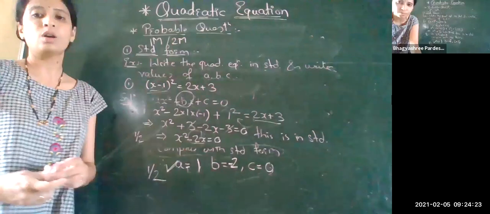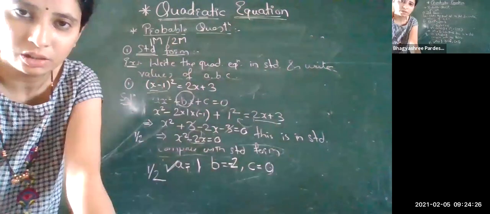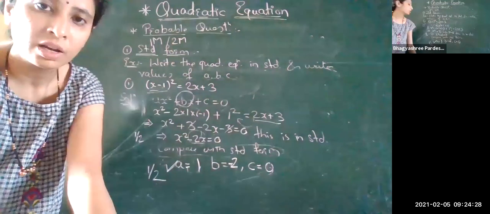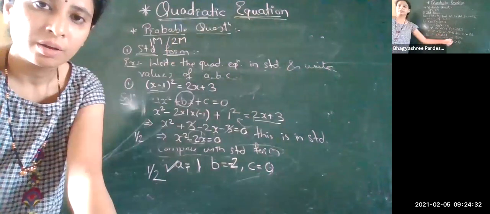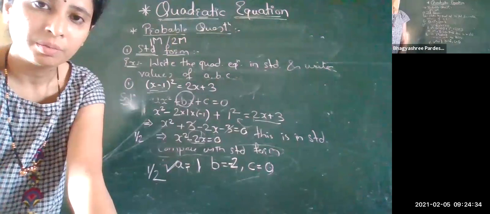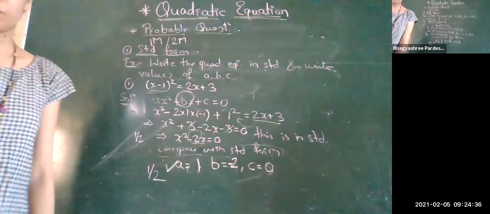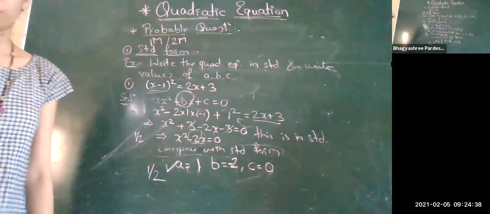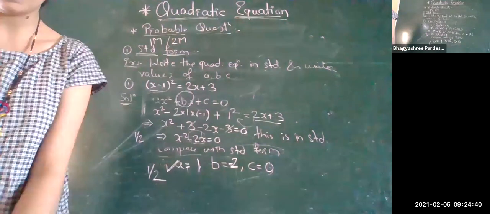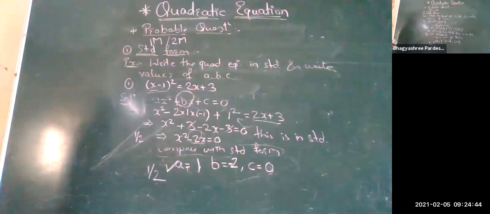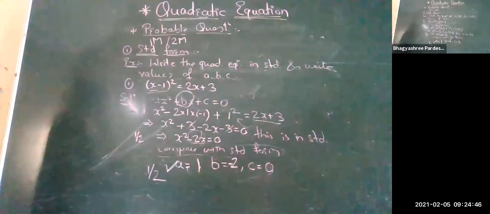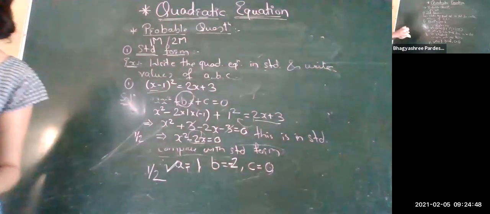Okay, make this very clear, students. The coefficient of x square means A, the coefficient of x means B, and C is the constant. Okay, now let's see a few more examples. One simple one we will take. Directly, I'm just taking one example. Anyone, just raise your hand and answer this one.